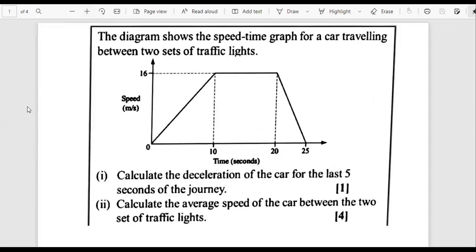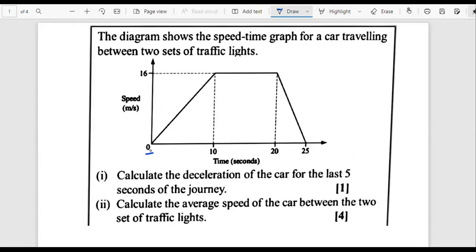Okay. So it says the diagram shows the speed time graph for a car traveling between two sets of traffic lights. Okay, let's just try understanding this. So basically the speed initially was 0 at time equals 0. Okay, this is what we have.